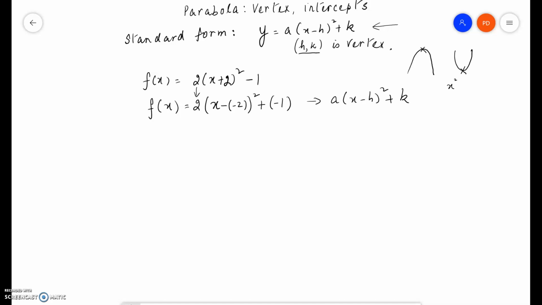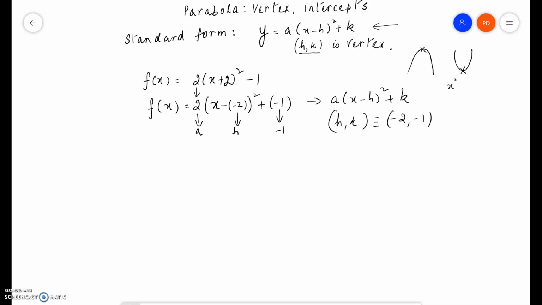So clearly a is 2, h is negative 2, and k is negative 1. So the vertex h comma k of the parabola is negative 2 comma negative 1. So h first and then k.